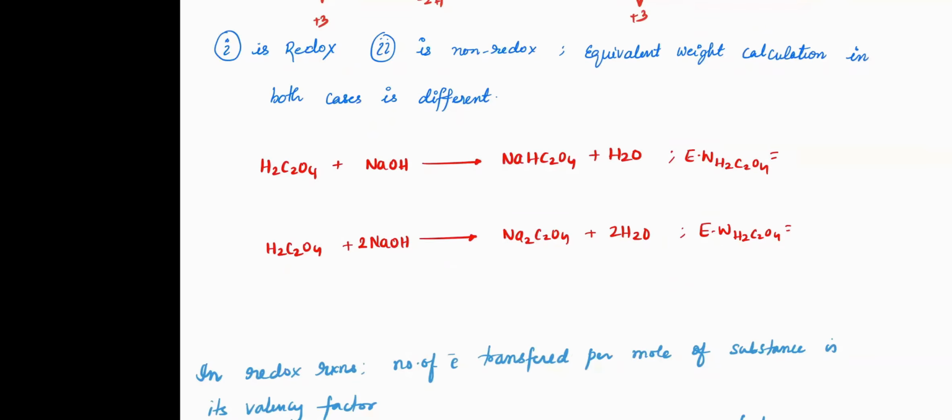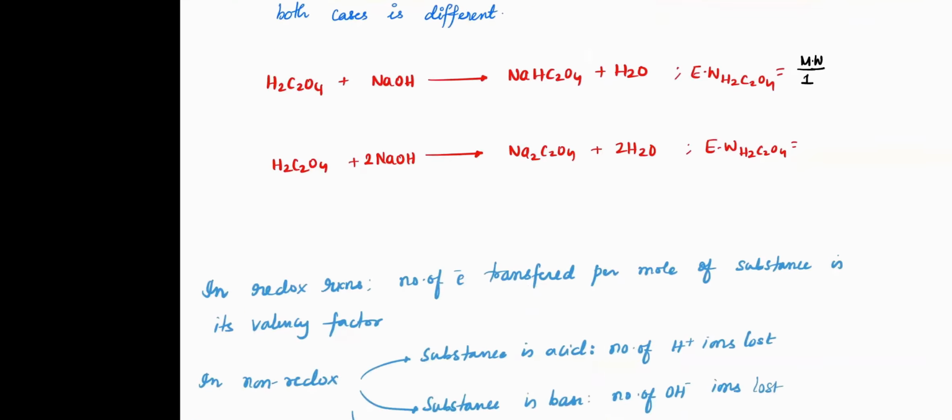See, here H2C2O4 plus NaOH is giving sodium hydrogen oxalate plus H2O. And here, if you notice, when it comes to equivalent weight, the equivalent weight was found to be M by 1, that means M being the molecular weight, by 1. Second, H2C2O4 plus 2 moles of NaOH will give Na2C2O4 plus H2O. Now, in this case, it will be molecular weight by 2.